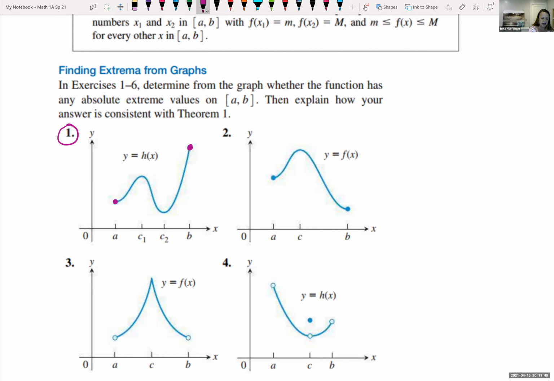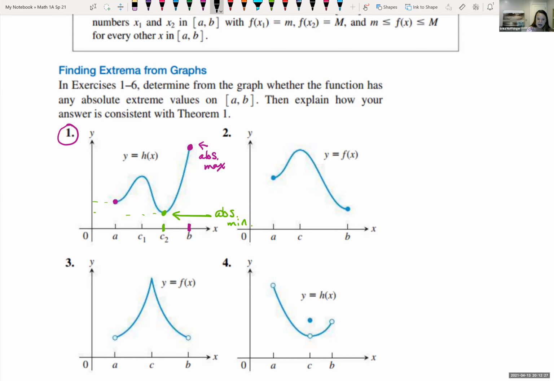If you look at it, the absolute max, the highest value that we get, occurs when x equals b. And then the lowest value occurs at this y value, right? This is smaller than this one. So the lowest value here is where our absolute min is. Okay, so the theorem held because it's continuous over a closed interval.